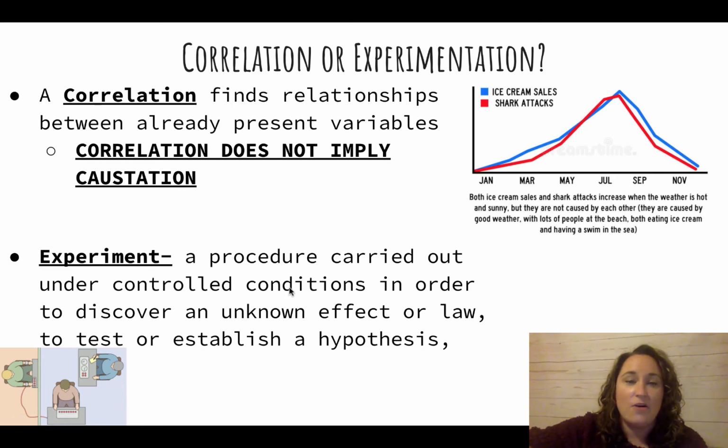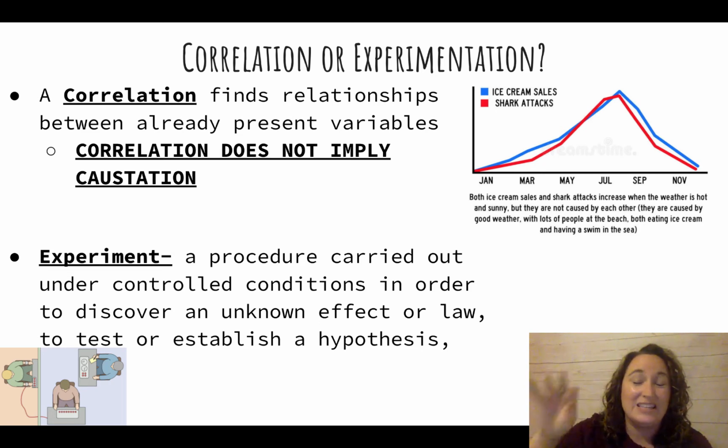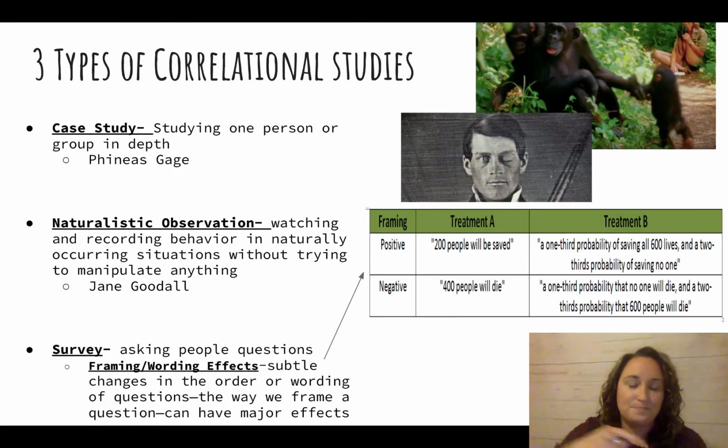Or, in the right case, if it is ethical, we can conduct an experiment, which is a procedure that we carry out under controlled conditions in order to discover some sort of cause and effect. So only an experiment, this is important, I would write it down, only an experiment can tell us cause and effect. Correlation can find relationships between two variables, but not cause and effect. Super important. Pause to write down.